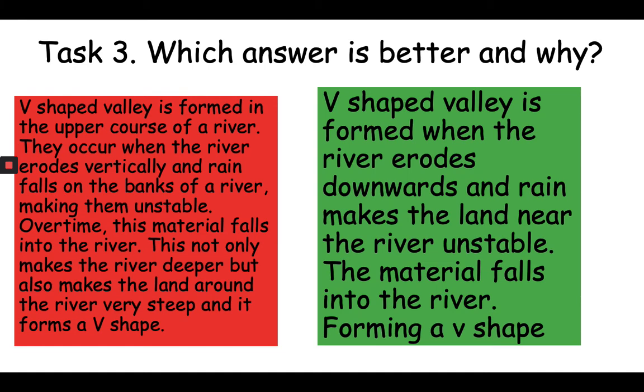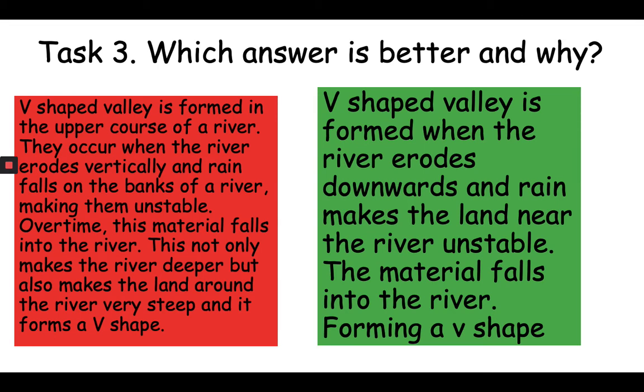So is it the red one? V-shaped valley is formed in the upper course of a river. They occur when the river erodes vertically and rain falls on the banks of a river, making them unstable. Over time, this material falls into the river. This not only makes the river deeper, but also makes the land around the river very steep, and it forms a V shape. And green, V-shaped valley is formed when the river erodes downwards and rain makes the land near the river unstable. The material falls into the river, forming a V shape.